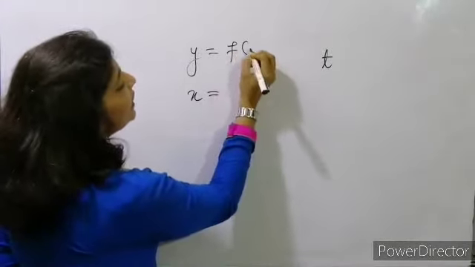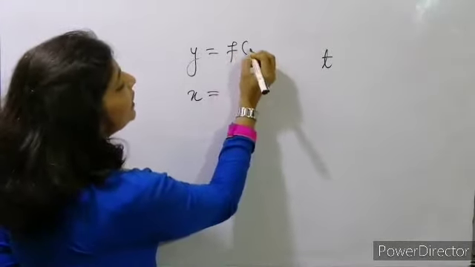Now dy upon dx will be equal to dy upon dt divided by dx upon dt. So dy upon dt is 2at and dx upon dt is 2a. So the a cancels, and the answer will be 2t. So the value of dy by dx will be equal to 2t. Got it? Okay.